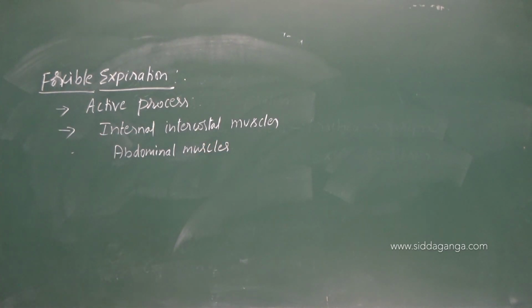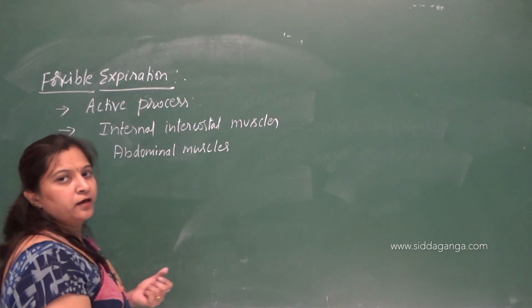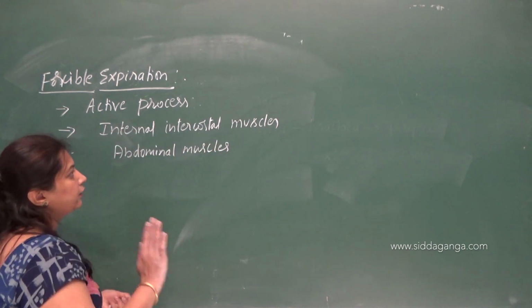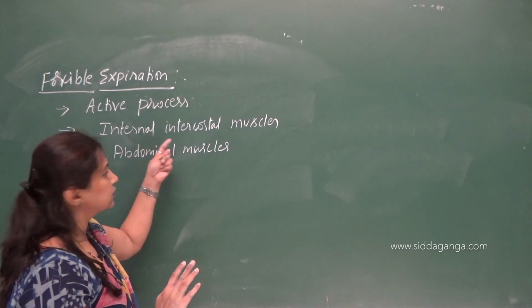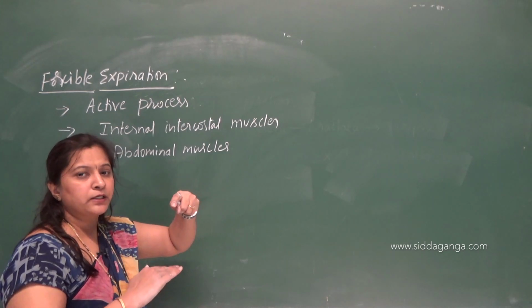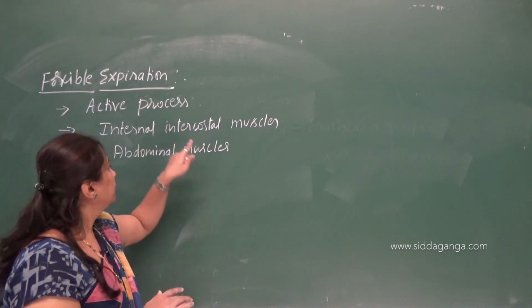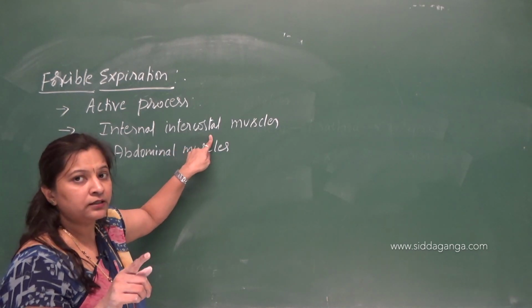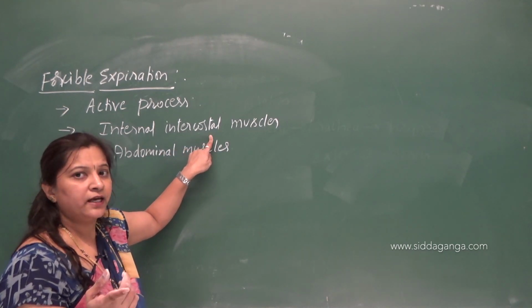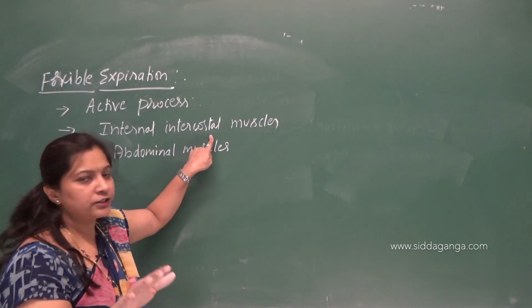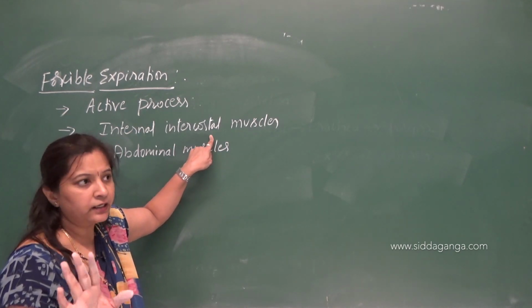Abdominal muscles. So, internal intercostal muscles and abdominal muscles. When the internal intercostal muscles contract, where are these muscles present? These muscles are also present in between the ribs, in the intercostal space, right? I already said the contraction of internal intercostal muscles decreases the volume of the thoracic cavity, or increases it? Obviously, it decreases the volume of the thoracic cavity.